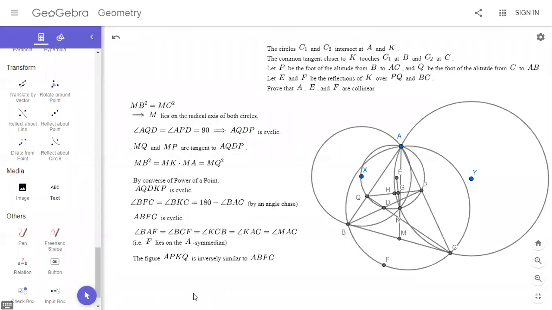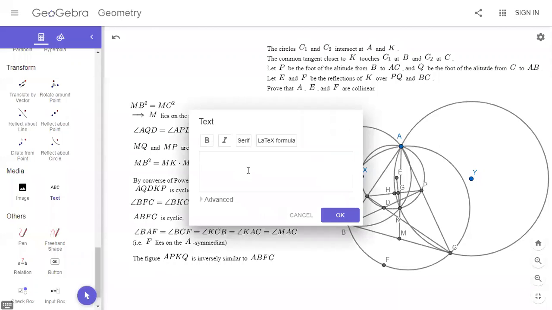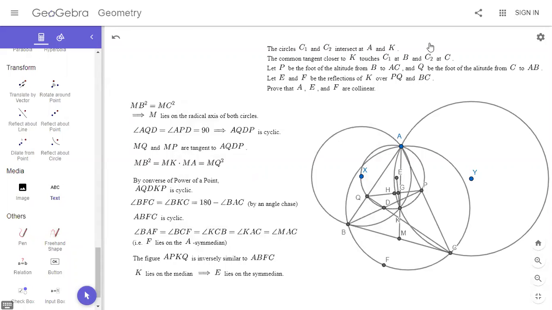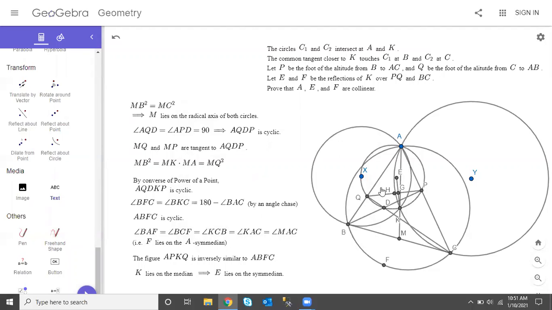And so from there we have that since K lies on the median, since AK is the median, then E lies on the submedian. All right. Now I will move on to the next problem. But yeah, I learned a lot here. I didn't know that K was the Humpty point. I think EQP is also similar to BFC. EQP is similar to BFC.